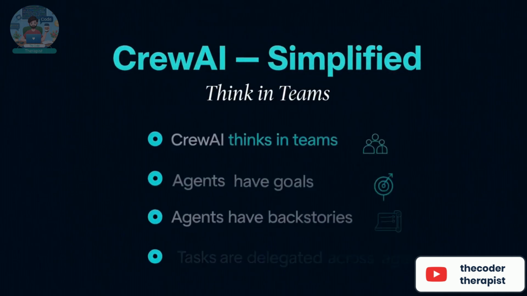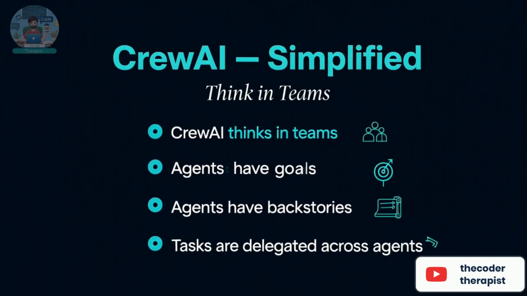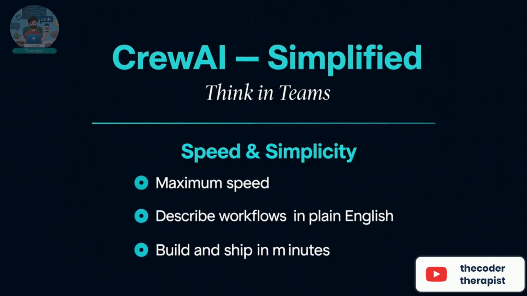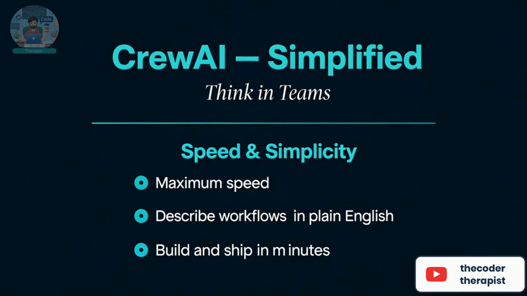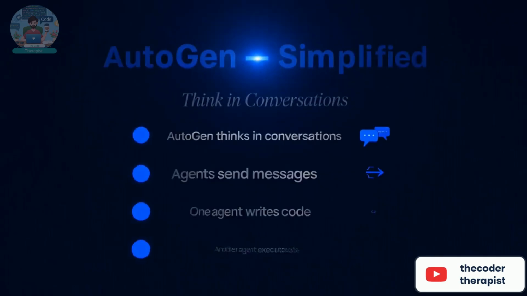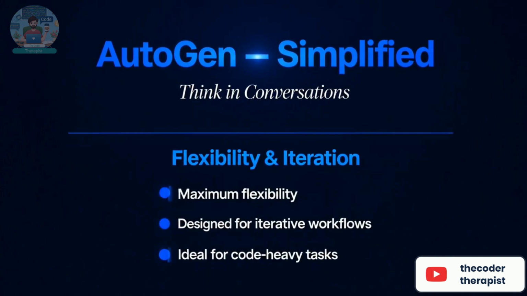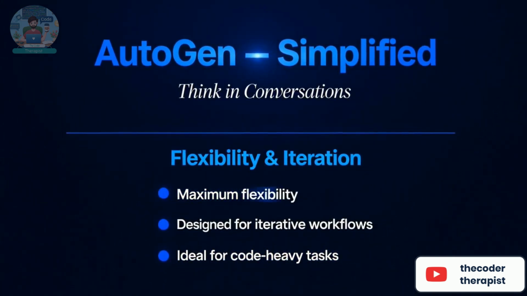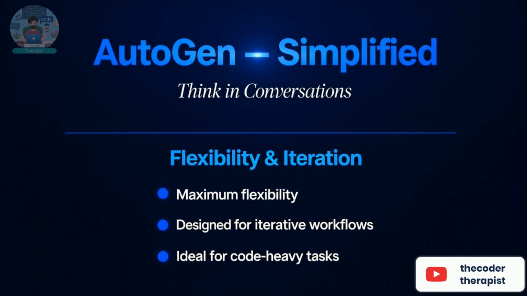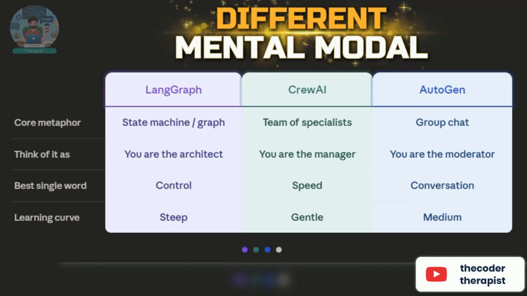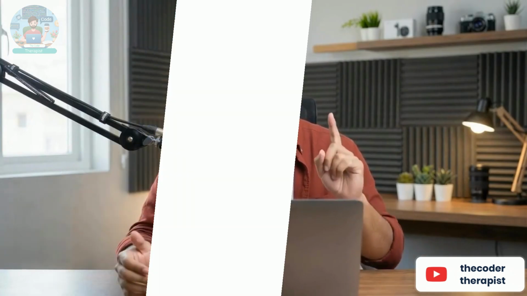Agents have roles, goals, backstories. Tasks get delegated. Maximum speed. Describe your workflow in plain English. Ship in 20 minutes. AutoGen thinks in conversations. Agents send messages. One writes code, another runs it. Maximum flexibility for iterative, code-heavy workflows. Same problem. Completely different mental models. That difference is everything.